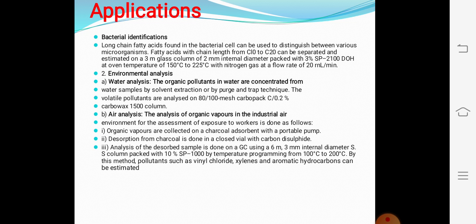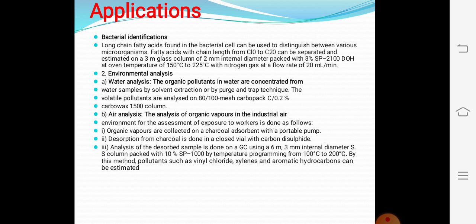Then the applications in various fields of gas chromatography. The first application is bacterial identification. Long chain fatty acids found in the bacterial cell can be used to distinguish between various microorganisms. Fatty acids with chain length from C10 to C20 can be separated and estimated on a 3-meter glass column of 2 mm internal diameter packed with 3% SP 2100 DOH at oven temperature of 150 degrees Celsius to 225 degrees Celsius with nitrogen gas at a flow rate of 20 ml per minute.